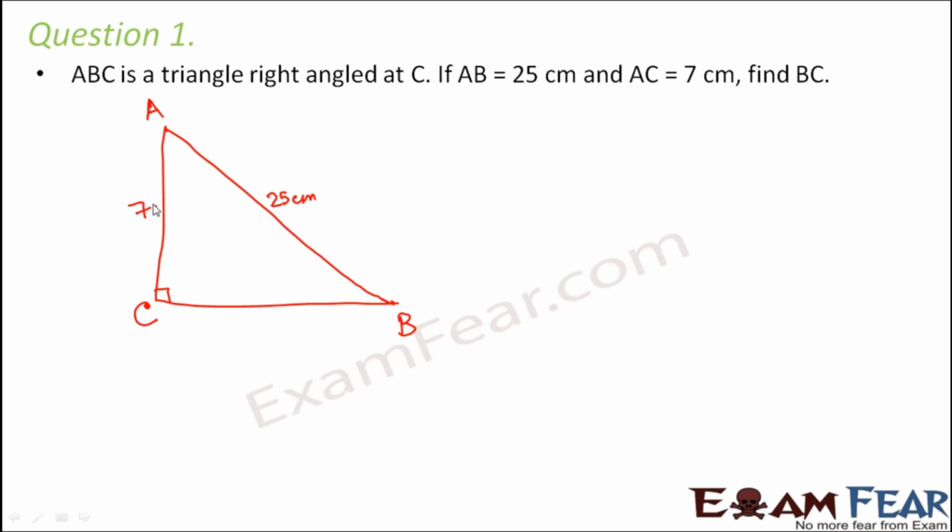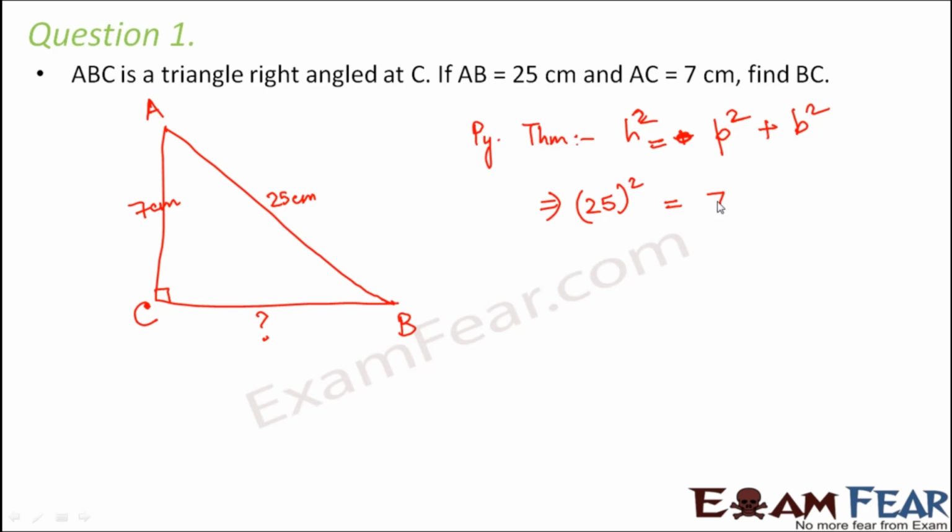AC is equal to 7 centimeter. Find BC. So we have to find out BC. So which is the hypotenuse? AB is the hypotenuse. So as per Pythagoras theorem, what do we know? We know hypotenuse square is equal to perpendicular square plus base square. So what is hypotenuse? Here hypotenuse is 25. So 25 square is equal to 7 square plus base square. Base is something that we need to find out.